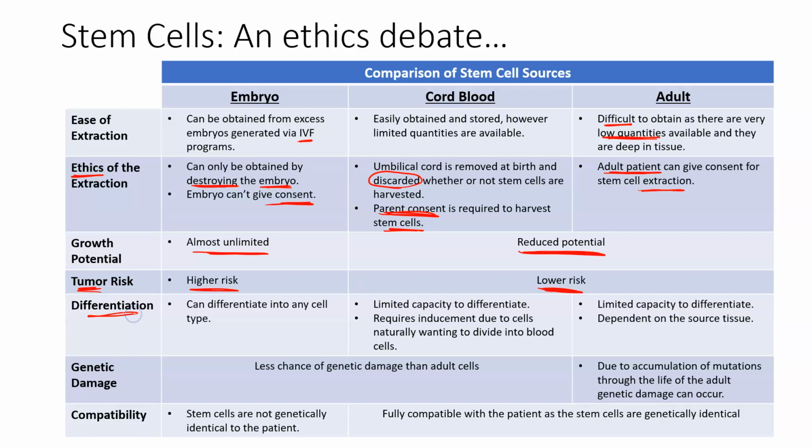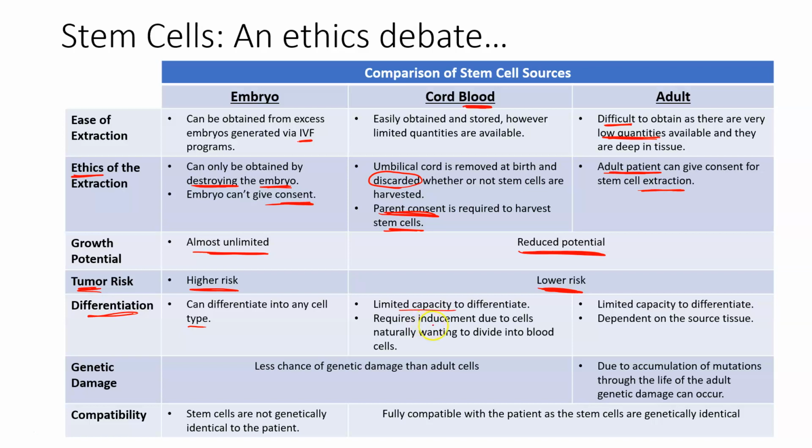The differentiation that can happen between embryonic, cord blood and adult stem cells is that embryonic stem cells can differentiate into any cell type. Remember, the embryonic stem cells are those totipotent stem cells, so they can differentiate into any cell type. The cord blood, again, like I said up here, have reduced growth potential. They are a little more specialized or a little more differentiated at the time of harvest. They have limited capacity to differentiate, and it often requires inducement due to cells naturally wanting to divide into blood cells. So the stem cells that come from the cord blood are programmed naturally to become new blood cells.